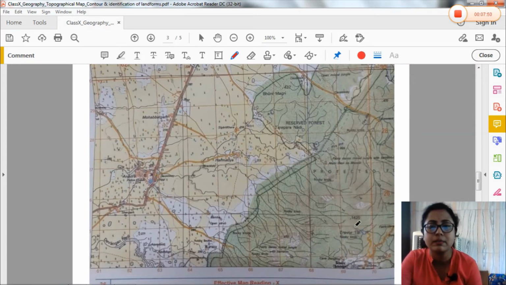If you see the spot height value, you can understand this is 1425 meter. Then here is 437 meter, 470 meter. So here the slope is steep in nature. This is highland topography, and you all know that small streams originate from highland topography.